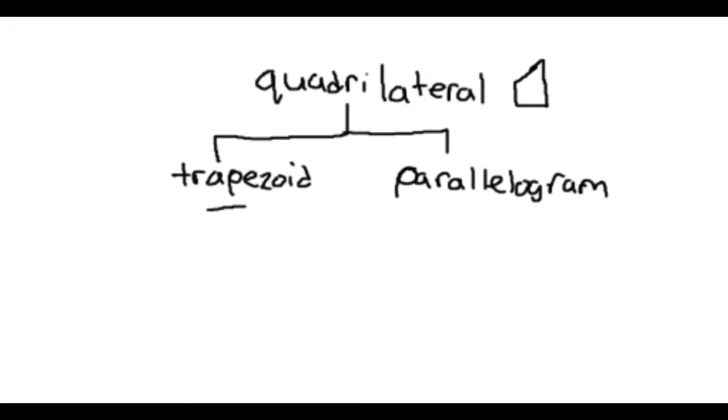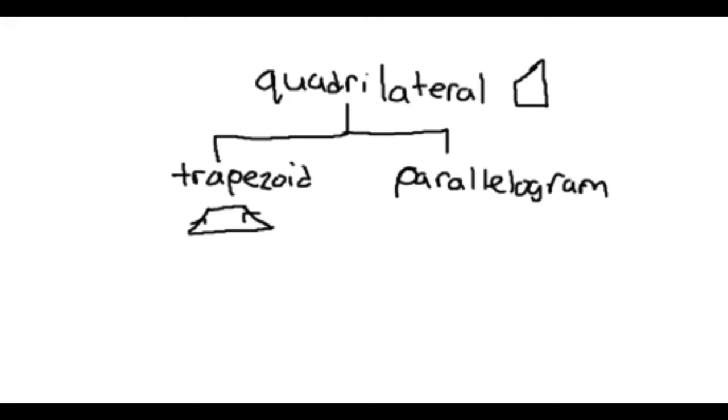So let me draw an example for that. These are parallel lines because they go in the same direction, but they never intersect. However, these two lines are not parallel because if I were to extend them, they would eventually intersect with each other. So a trapezoid is any quadrilateral that only has one pair of parallel lines.